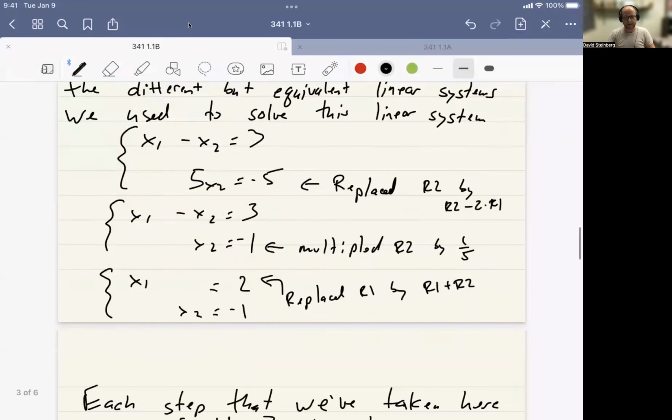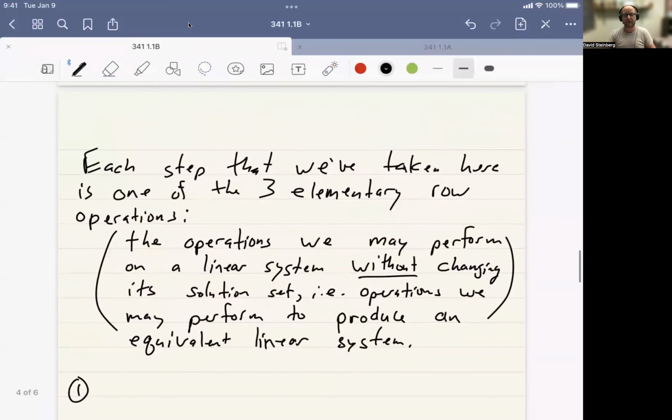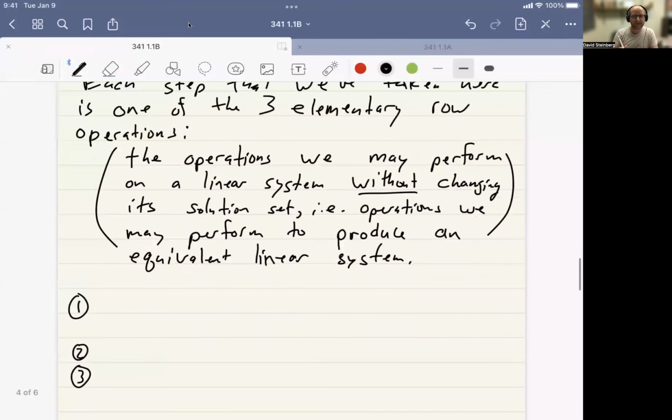Okay, so then more generally, what's happening is every time we're faced with solving a linear system, we want to perform one of 3 elementary row operations. These are operations that you can perform on a linear system without changing its solution set, or in other words, operations you can perform to produce an equivalent linear system. So the first one that we saw was we're always allowed to replace one row or one equation by the sum of itself and a multiple of another row.